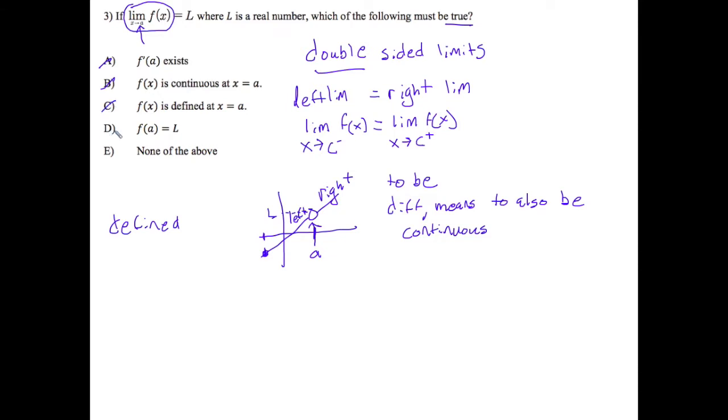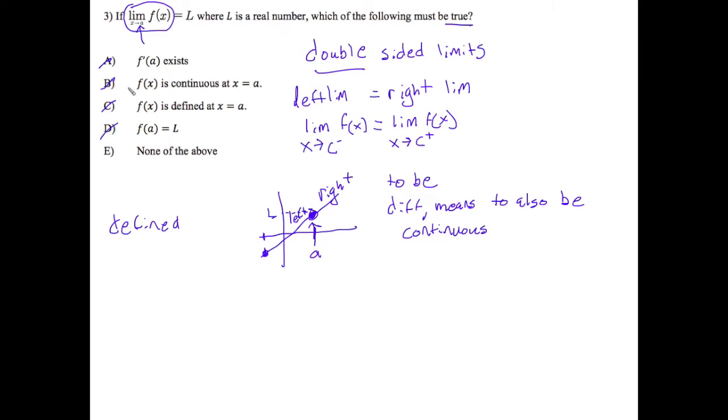Now let's take a look at D. f of a equals L. That is, the height at a is equal to L. So if that was true, that would mean that there is a point right here. If I went to f of a, then it is L. But logically, you should say, well, if it was equal to L, then it would be defined at f of a. So if I got D somehow, then C would also be correct. These can't both be correct.